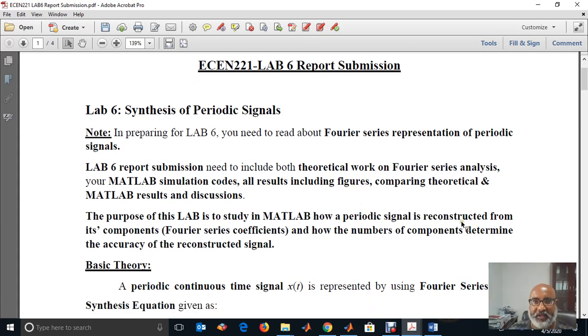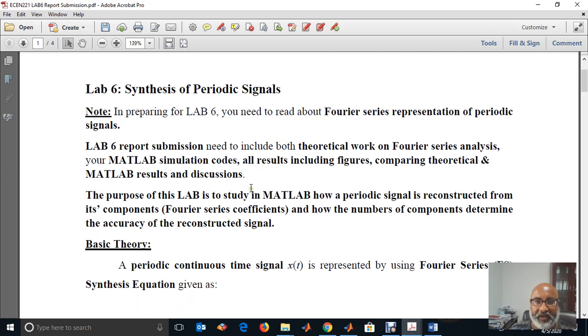Dear students, in this lab, we will study synthesis of periodic signals. This is Lab 6. In preparing for this lab, you need to read about Fourier series representation of periodic signals. We already studied this in chapter 3, but you have to review it.